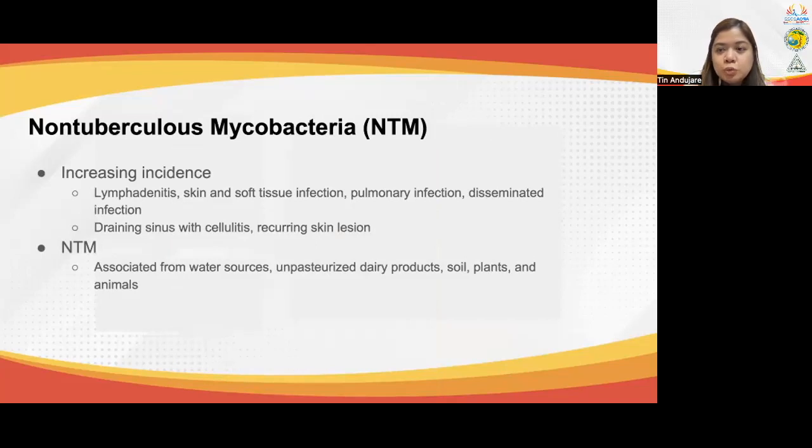NTM is known to be ubiquitous in the environment and has been isolated from water sources, unpasteurized dairy products, soil, plants, and even animals. Usually, this would present with cellulitis with a draining sinus, as well as recurring skin lesions, suggesting an underlying draining sinus. Tissue diagnosis usually clinches the diagnosis after a thorough history and physical examination is done.